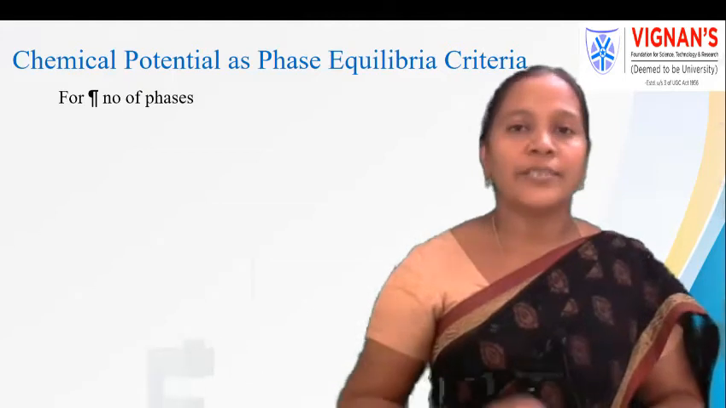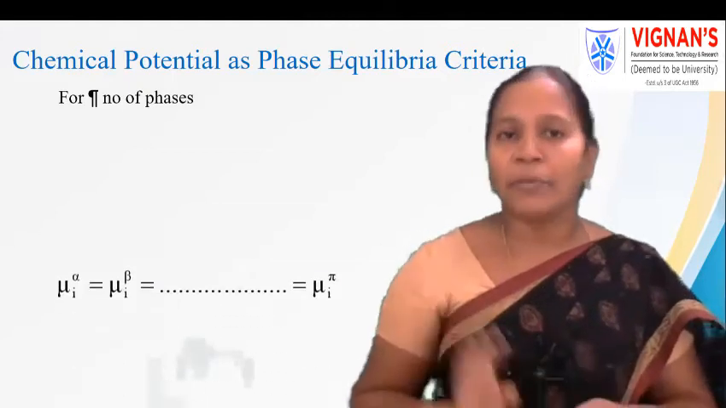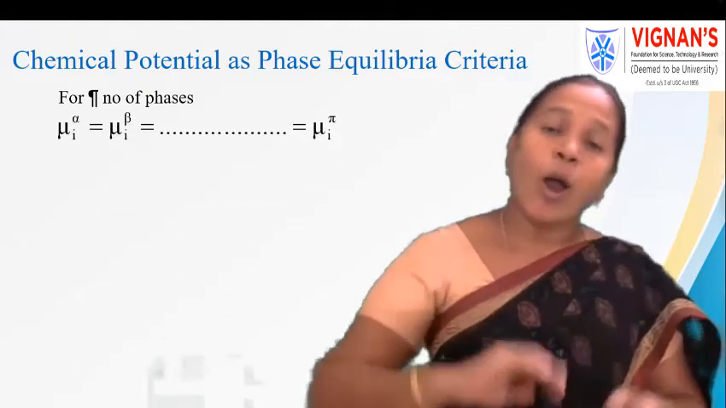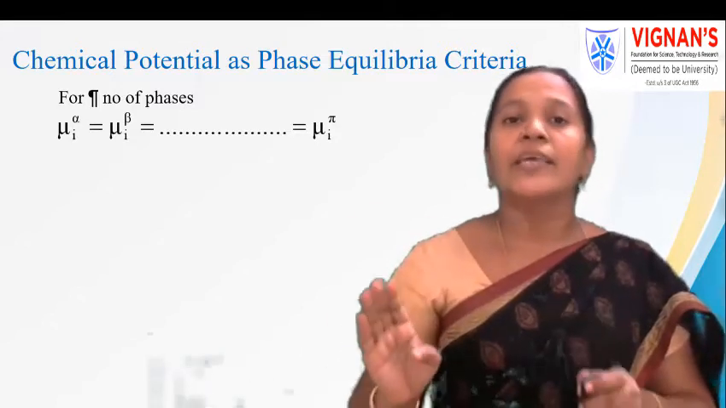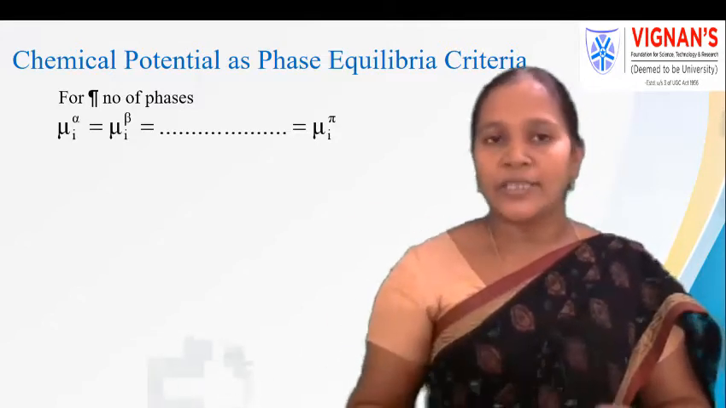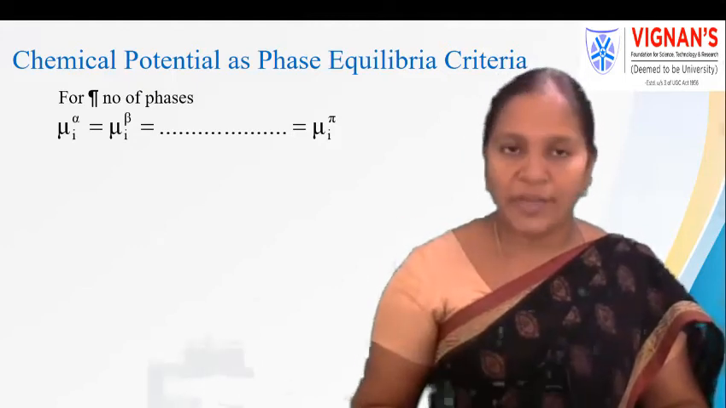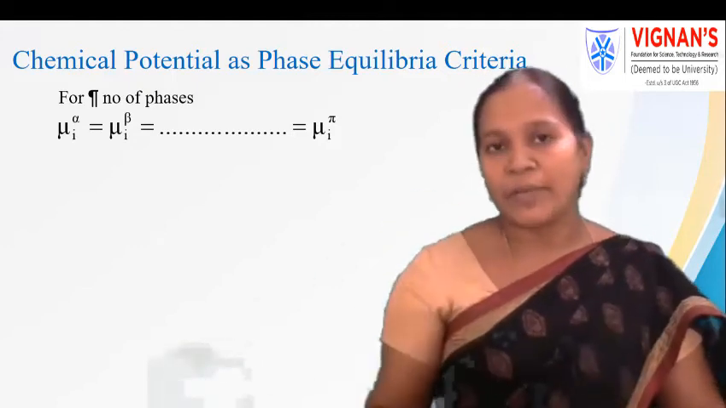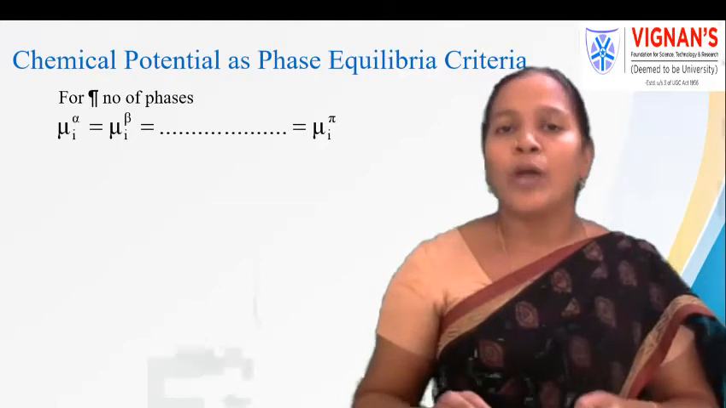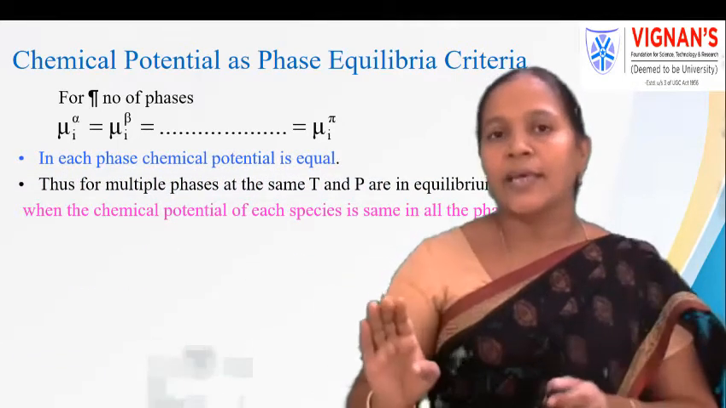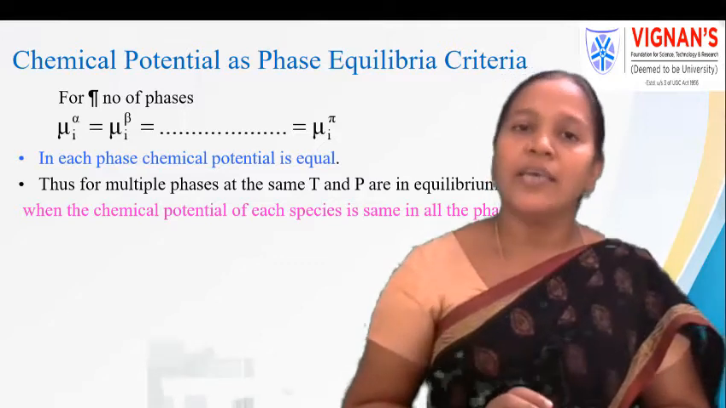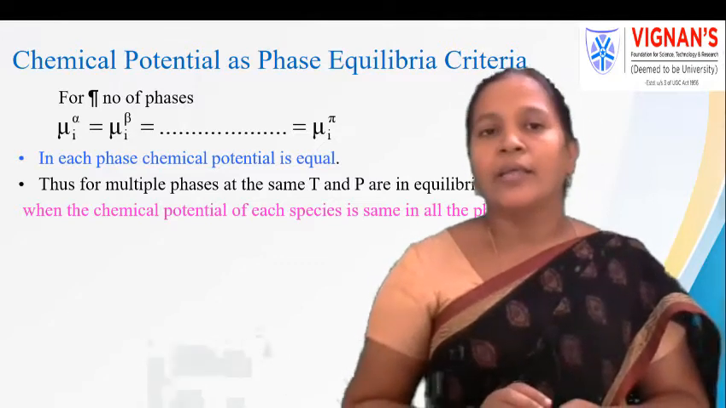Now, suppose we consider pi number of phases. In all pi number of phases, the chemical potential is equal, which is indicated with mu i power alpha is equal to mu i power beta is equal to mu i power pi. In each case, the chemical potential is equal.